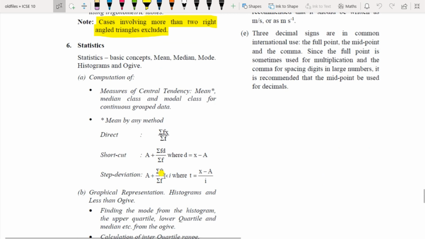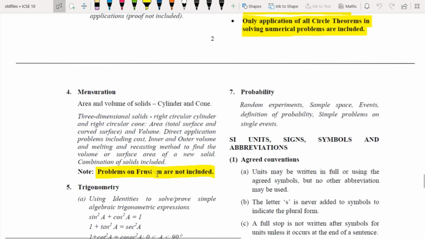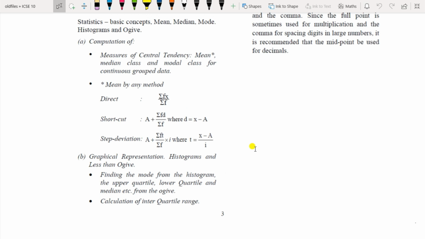Then statistics, this is the mean, 3 formulas for mean, and graphical representation of histogram and less than ogive will be asked, okay. So this is probability, that is the last lesson. It is a very easy chapter, probability of dice and coins, all this. So very easy, you can score 3 to 4 marks very easily with this lesson. This is all about your ICSE syllabus and paper style, okay.